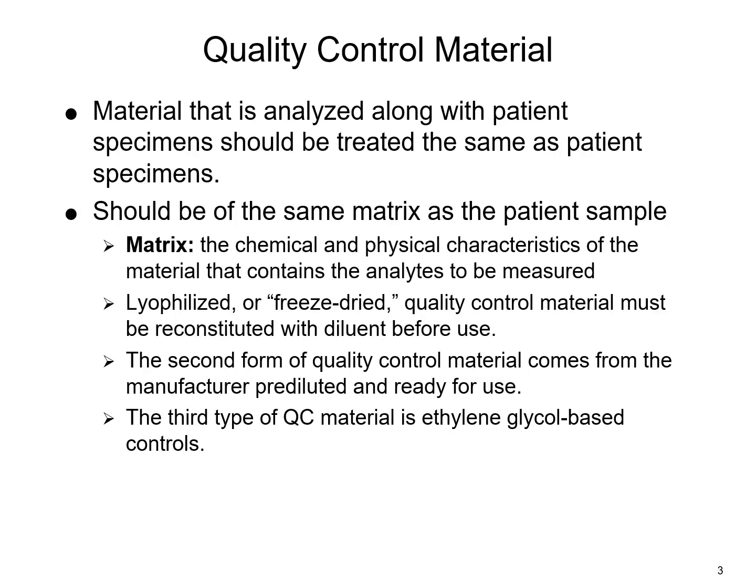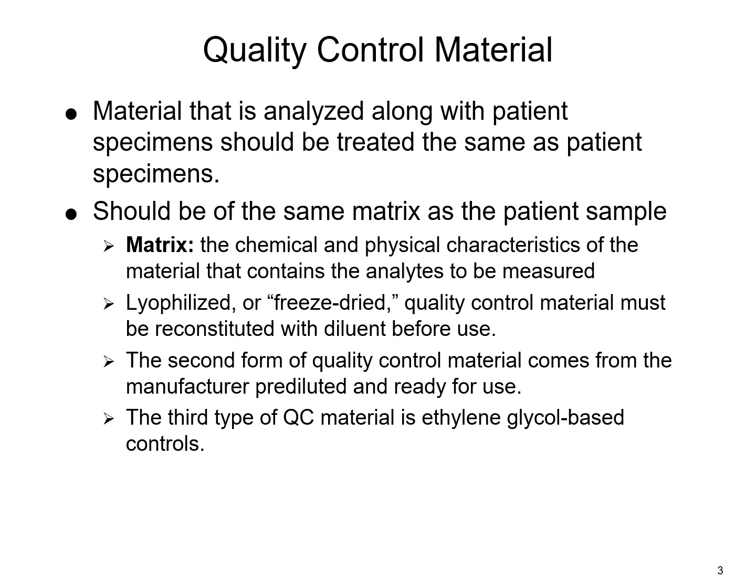One of the main methods that we use in the laboratory to assess quality is to run quality control. When we run quality control, we have to use a material that is run and analyzed just like our patient samples would be. So it needs to be treated just like a patient sample. That also means that that material should be the same matrix as the patient sample.